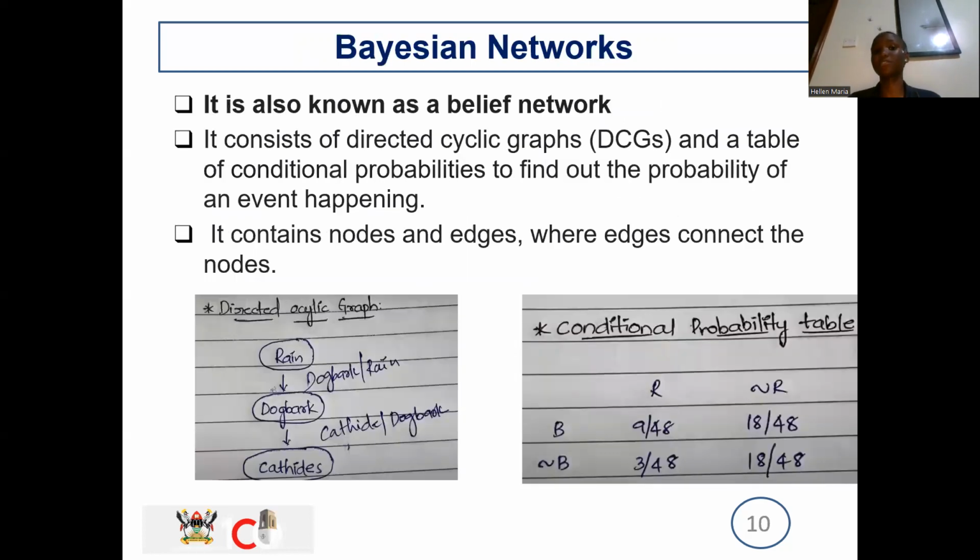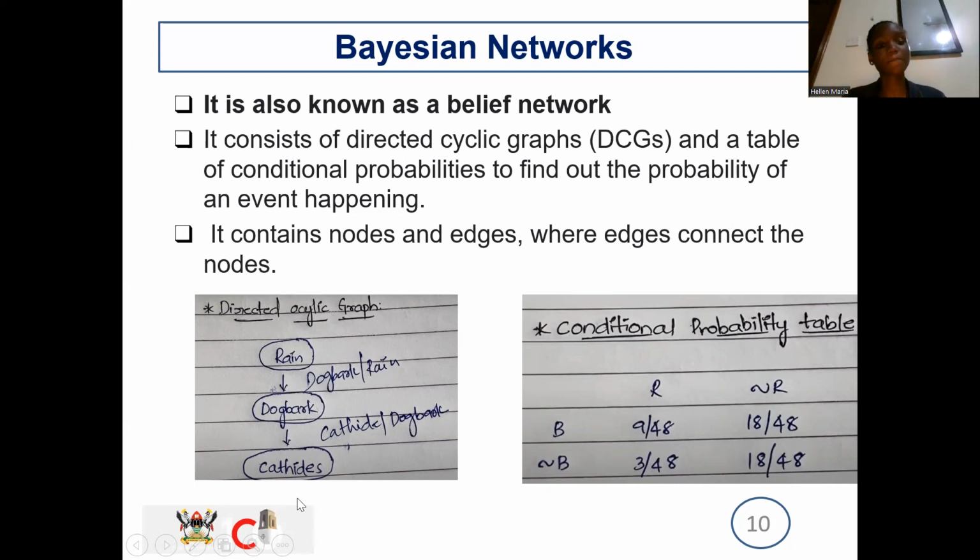And then we have the Bayesian network. The Bayesian network is also known as a belief network. So it consists of the directed cyclic graphs and also a table of conditional probabilities to find out the probability of an event happening. So in the Bayesian networks, you have the nodes, you have the edges, where the edges connect the nodes. So taking a look at this directed cyclic graph, we have the rain, we have the dog barks, and then we have cat hides.